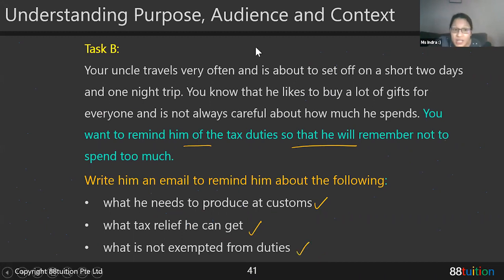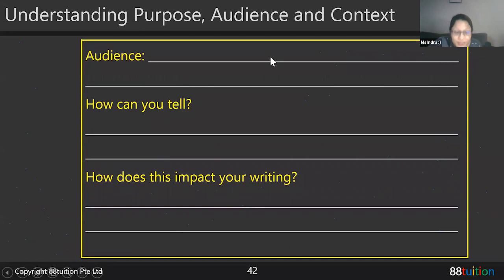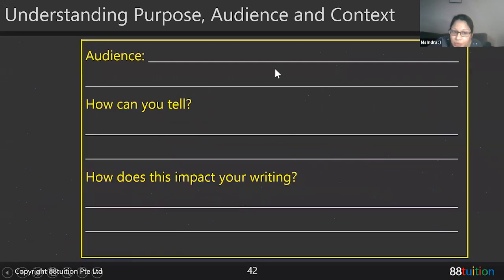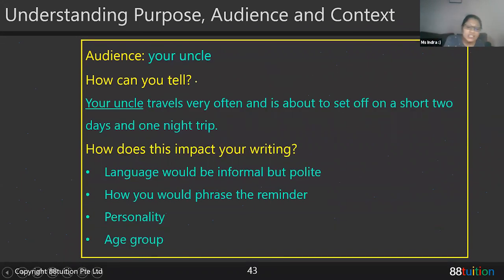So students, once again, who is your audience? Very good, thank you. Okay, and of course, how does this impact your writing? Let's just go through it very quickly. Okay, of course, how we can tell is from the statement itself, right? Okay, language will be informal, but you'll be polite. Why? Because he is your uncle. You have to show some respect.